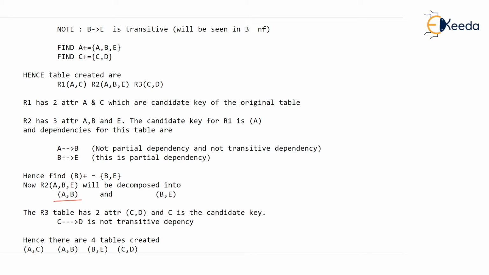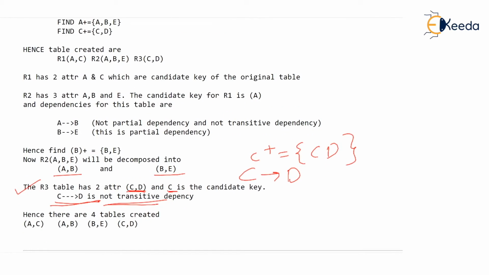Now talking about R3 table, it has two attributes C and D, where C is the candidate key, definitely because C determines D, correct or not? From the original, we got this table by finding C plus was CD. So C is the candidate key of this table. Then this dependency, C determines D, is not transitive, not partial. So finally we got the four tables. C, let's call it as R1, AB, let's call it as R2, BE, let's call it as R3, and CD, let's call it as R4.